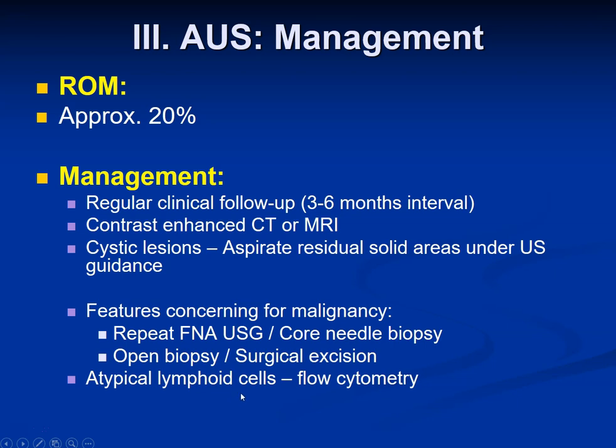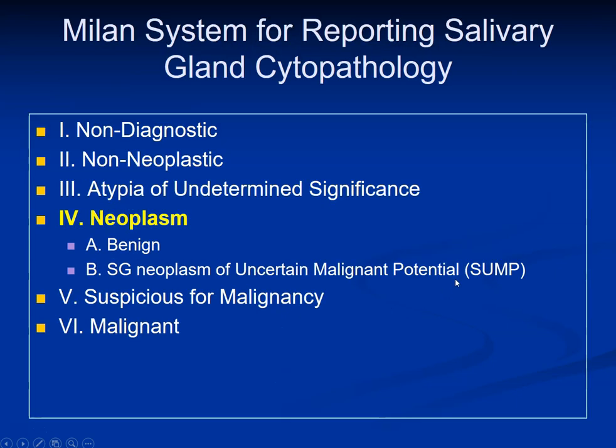In the context of atypical lymphoid cells, flow cytometry may be suggested. And I will also mention later on that there are some ancillary tests, such as immunohistochemical tests, that may be of some use, and we'll talk about that later.